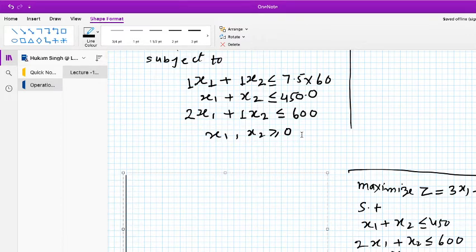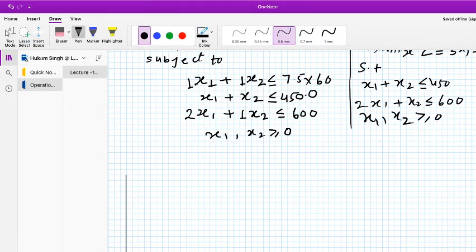On these axes we are going to plot our constraints. So the first constraint is x1 plus x2 less than or equal to 450.